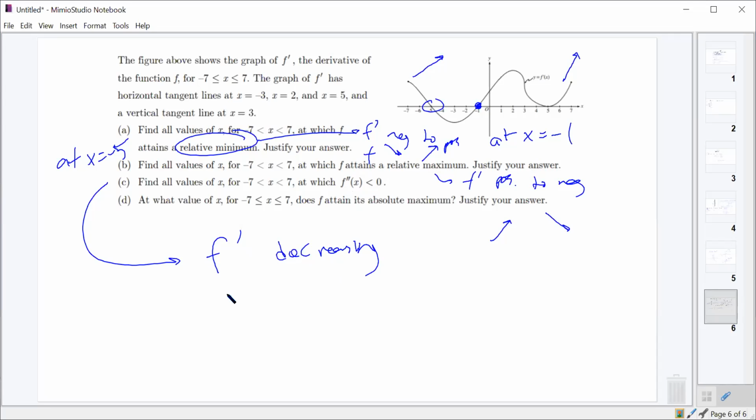So that should be from -7, it's decreasing all the way down to this local minimum of f prime, right, where we have a horizontal tangent line of -3. And then it's increasing all the way up until 2. Then it's decreasing from 2 to 5, then it's increasing again from 5 to 7.